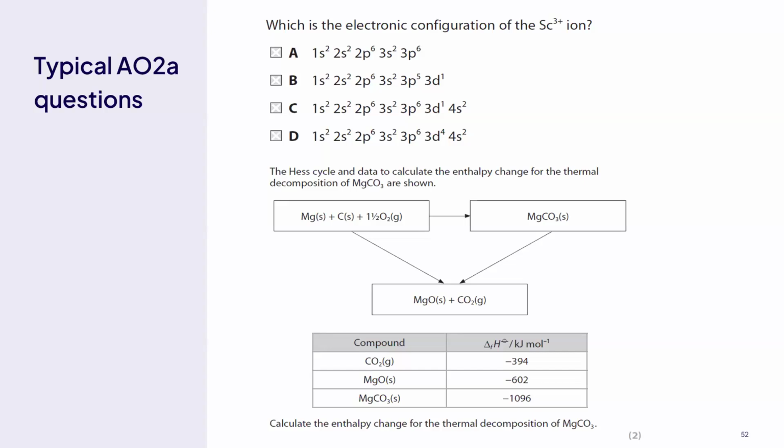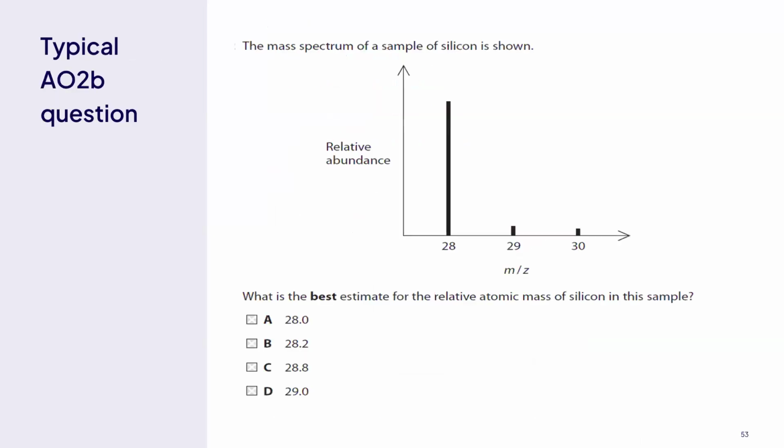Calculations. The vast majority of calculations will fall into AO2A, or sometimes they may fall into AO2B, but the majority will be AO2A. Some very, very simple calculations, like calculate the relative formula mass of a water molecule, are very simple and straightforward, and that probably will be classified as AO1, unless it's part of a very, very complicated multi-stage calculation. But even then, it may still be classified as AO1. So calculations tend to fall into AO2A.